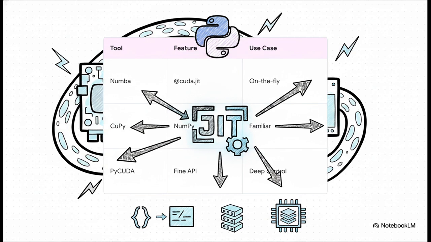You've got Numba, which uses a really simple @cuda.jit decorator for on-the-fly compiling. If you like standard arrays, CuPy gives you a completely NumPy-compatible interface running CUDA under the hood. And for the real power users, PyCUDA gives you deep, fine-grained control over the API, memory, and context, giving you near C++ level flexibility straight from Python.